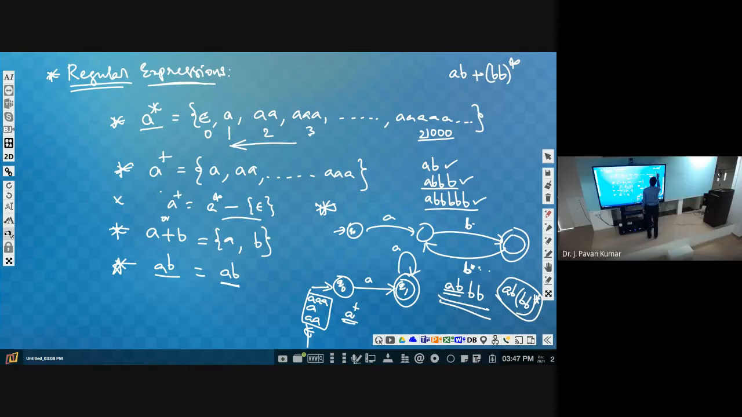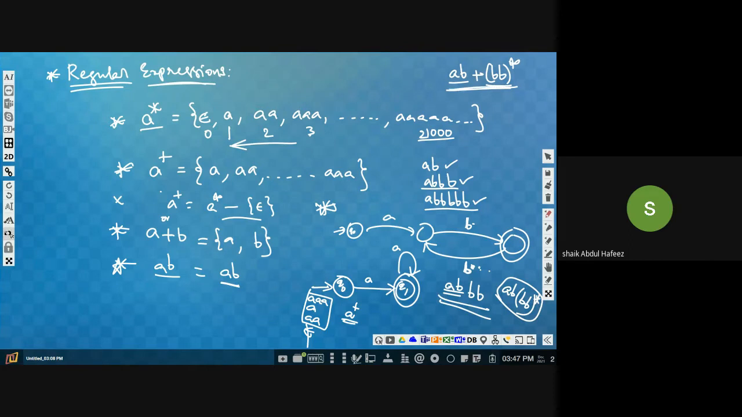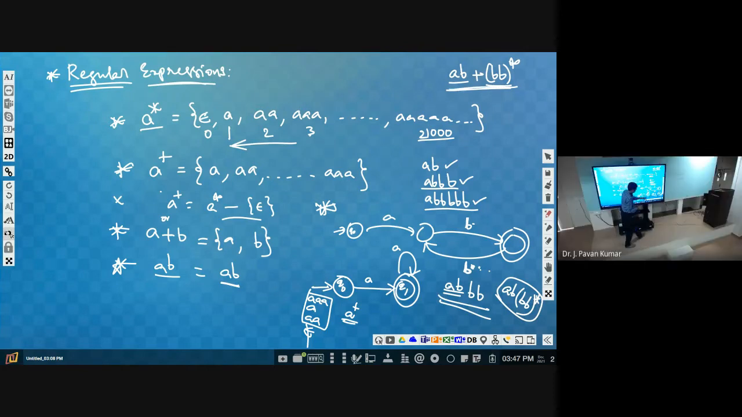Then what will happen? Either AB or BB star, anything can be considered. Now, if I take BB star only, can we reach the final state? No. So it is not. Got it. I hope you understand, right? AB, BB, whole star. Like this, for the given finite automata, we could find out the regular expression.